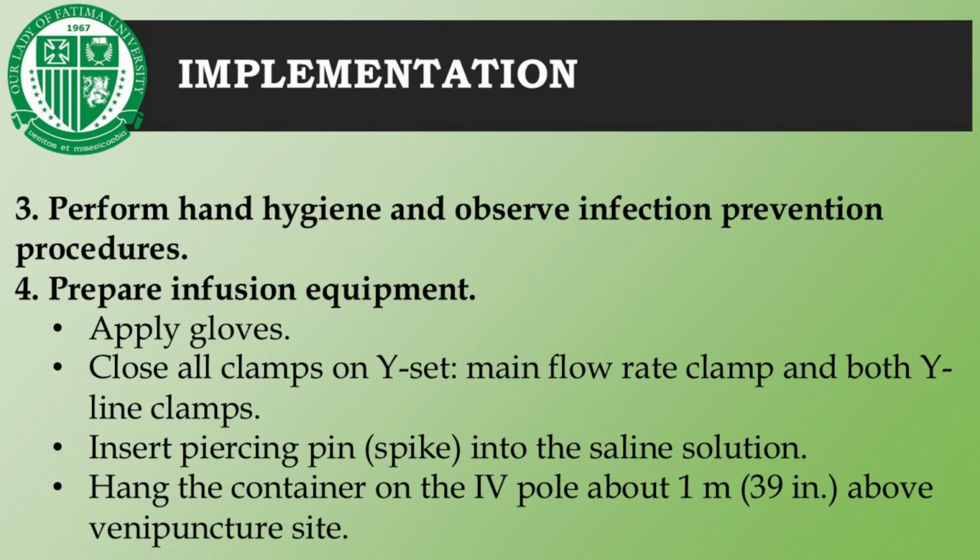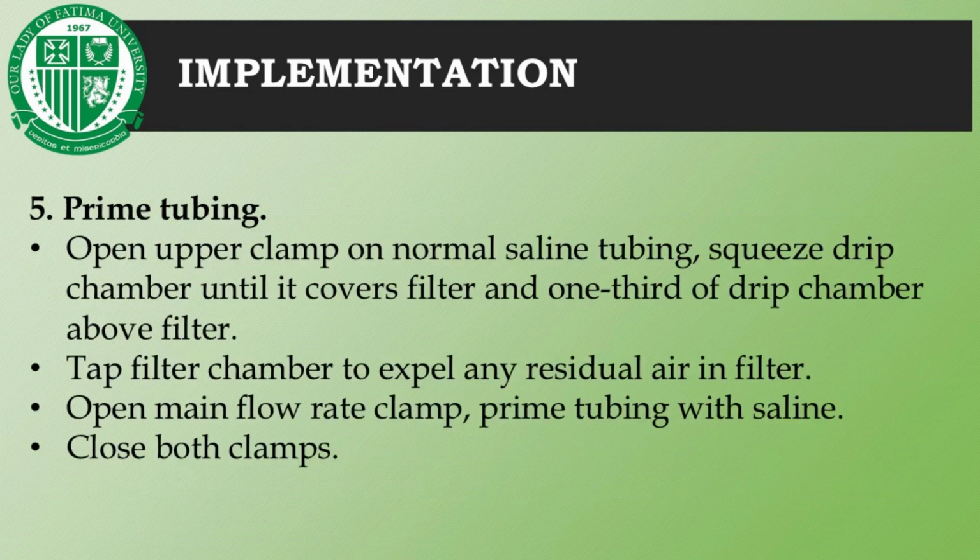To prepare the infusion equipment, the nurse should apply gloves. Close all clamps on the Y-set: the main flow rate clamp and both Y-line clamps. Insert the piercing pin or spike into the saline solution. Then, hang the container on the IV pole about 1 meter or 39 inches above the venipuncture site. After that, prime the tubing.